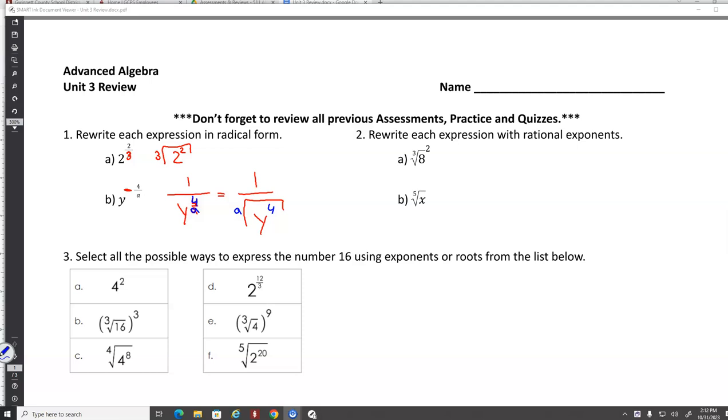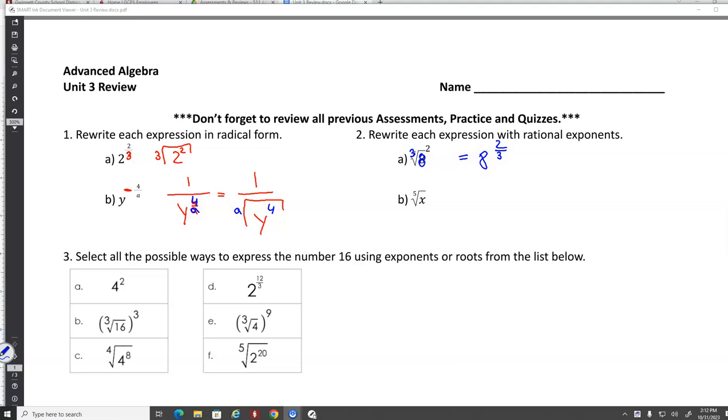Question 2, rewrite expression with irrational exponents. Now rewriting into an exponential form. So again, 8 becomes your base. All right, now you have a fraction. 3 from the outside goes on the bottom. 2 goes on the top.